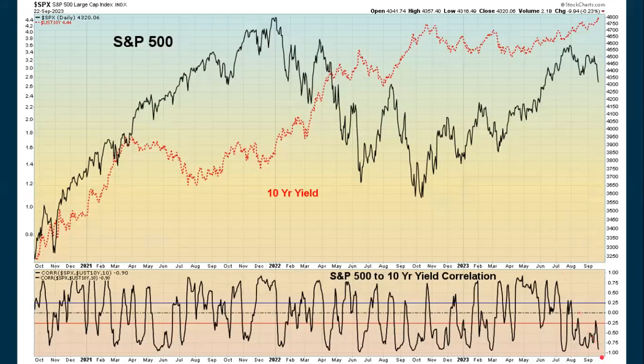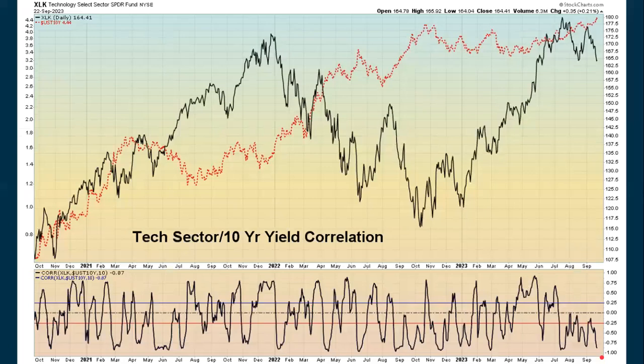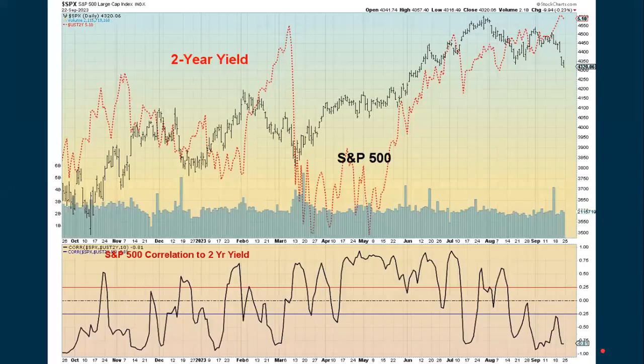Then we look at the S&P 500 and compare it with the 10-year yield. They're having a pretty strong tendency to go in opposite directions. And then we look at the tech sector to the 10-year yield, and they're also going in opposite directions. We look at a shorter term here by looking at the 2-year yield, where they're also having a tendency to go in opposite directions when compared to the S&P.